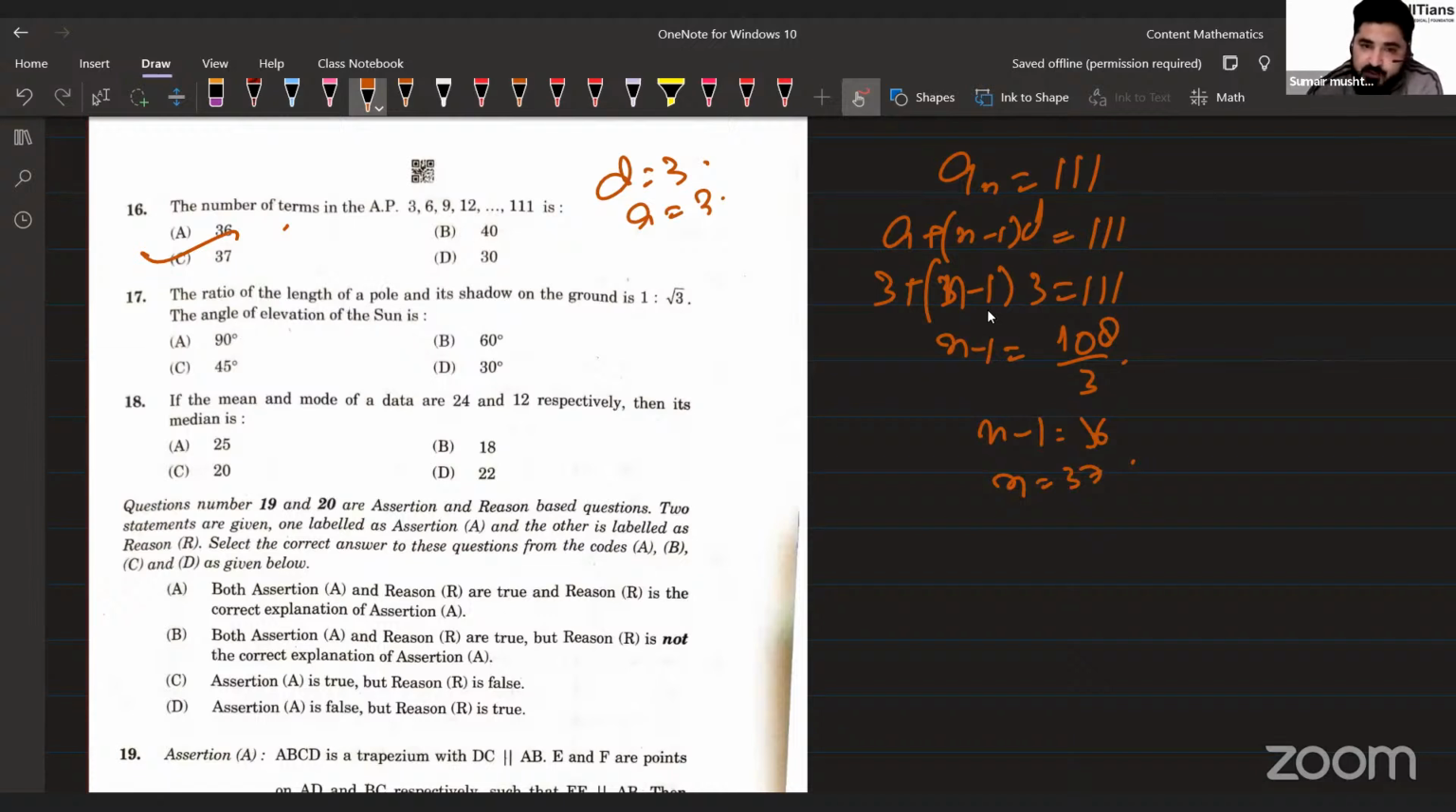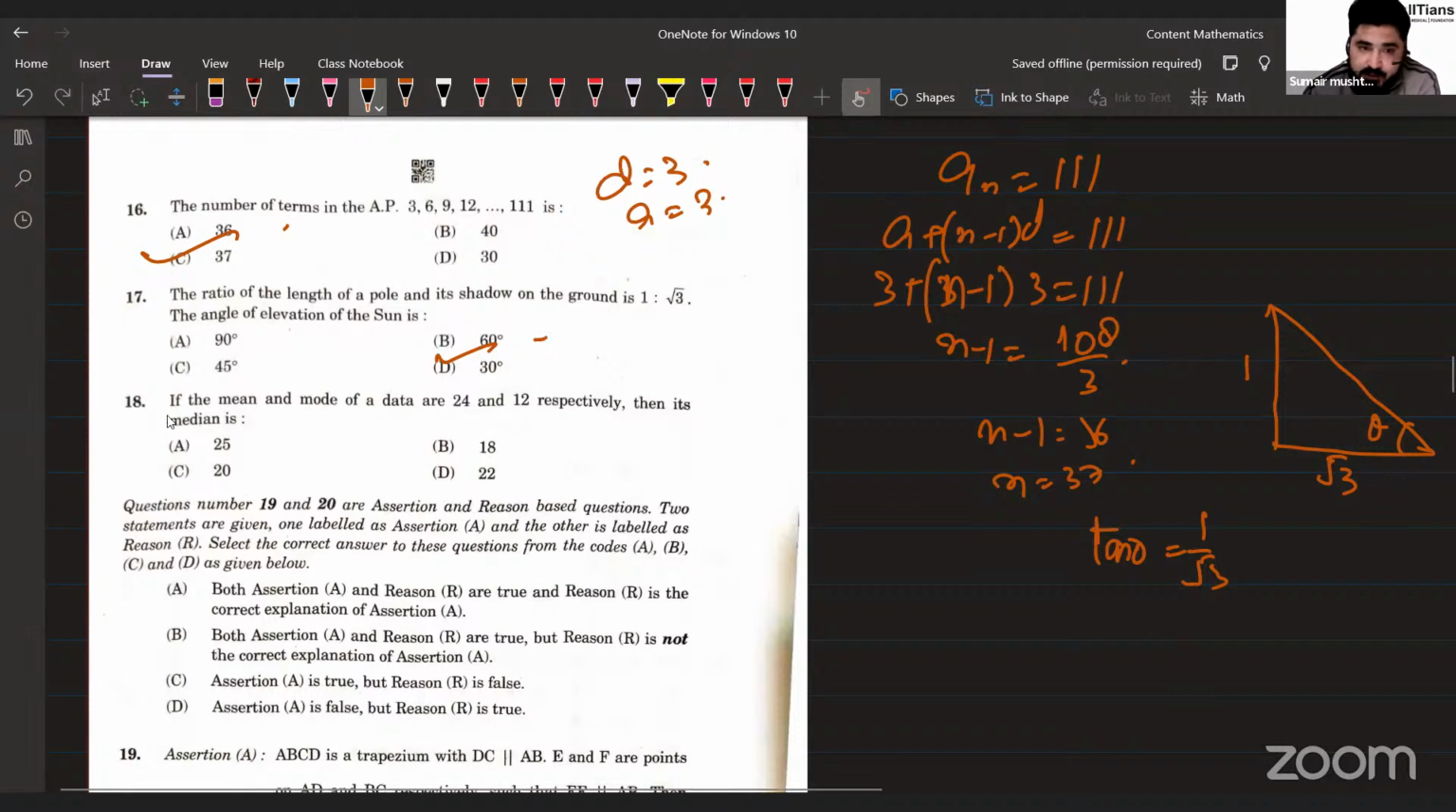The ratio of the length of the pole and its shadow. See, this is the length of the pole. This is its shadow. And the ratio of the length of the pole is 1 and the shadow on the ground is root 3. The angle of elevation, simple. So you will use here tan theta is equal to 1 upon root 3. When tan theta gives 1 upon root 3, I'm asking you people, 30 degree? Very good, John.